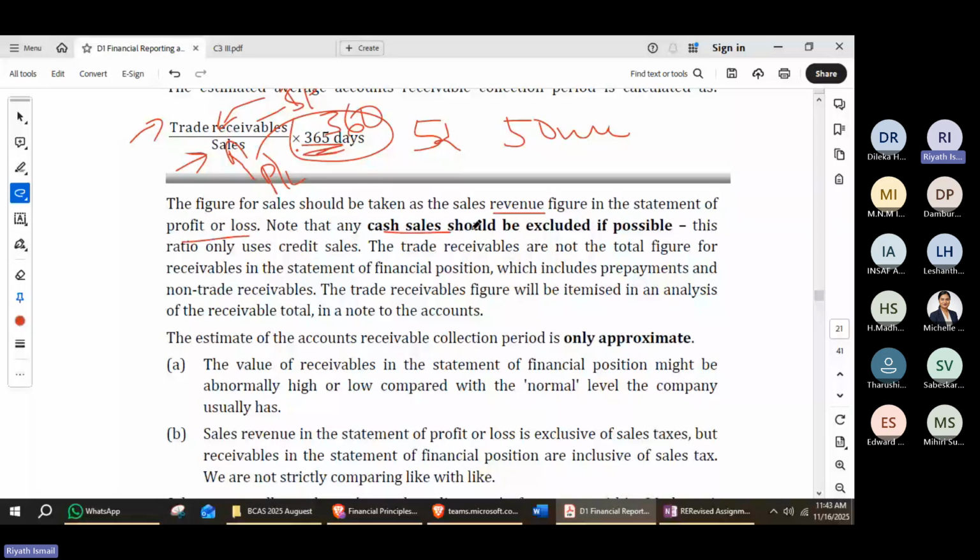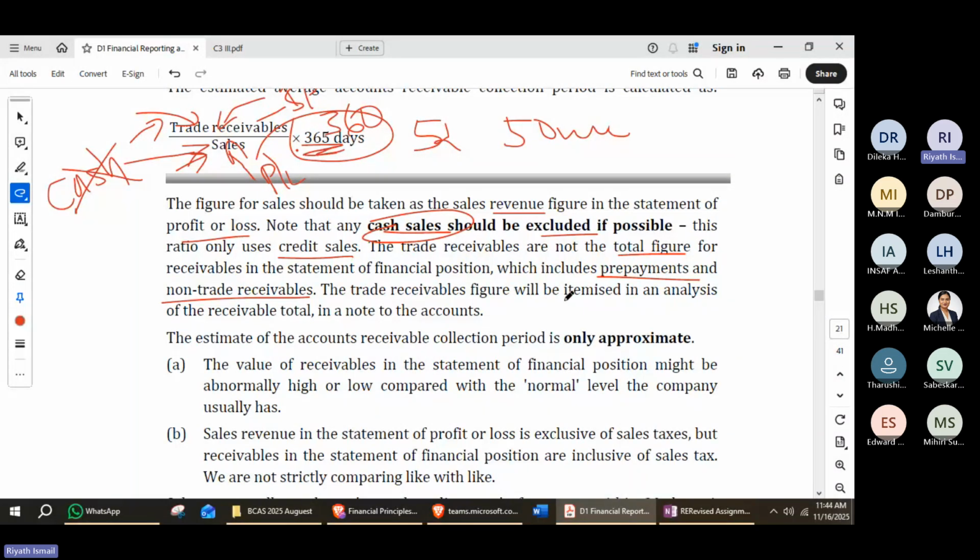Note that any cash sales should be excluded. The sales should not include cash sales. This ratio only uses credit sales. The trade receivable figure should not be the total figure for receivables, which includes prepayments. In the receivables, you should not include any advance payment, prepayment, and non-trade receivables like loans given to employees. Those are not included here.